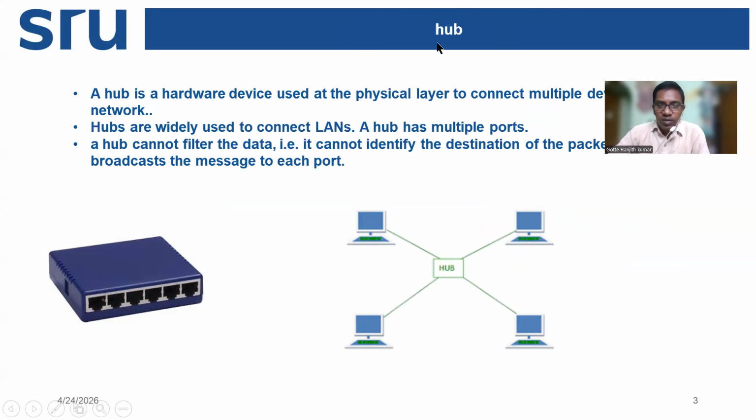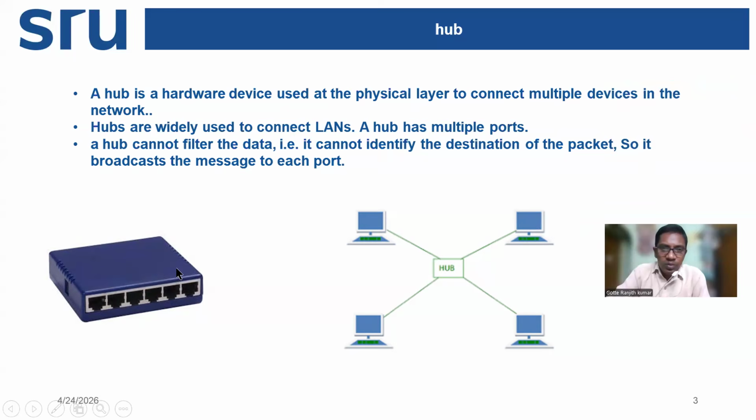The hub is the first basic network connecting device. The hub is a hardware device. This hub works in the physical layer, which is the first layer in the OSI model. The OSI model contains 7 layers, out of which the first layer is the physical layer. Means the hub is one of the network connecting devices that works under the physical layer. It will connect multiple devices.